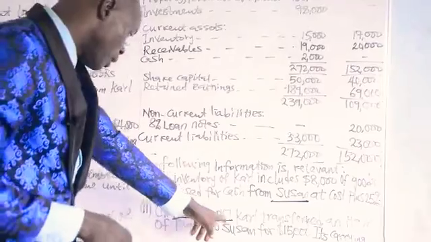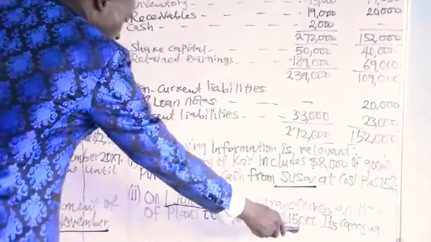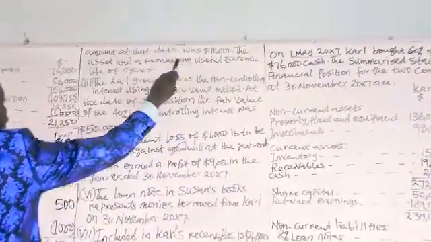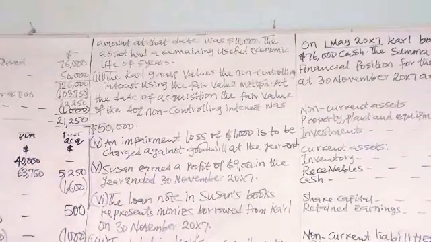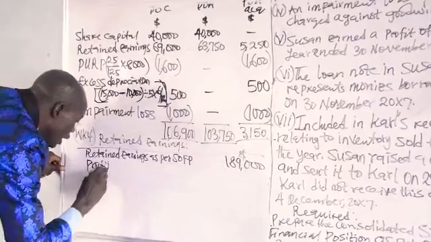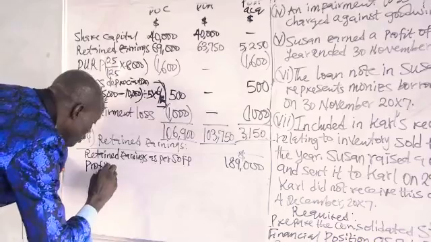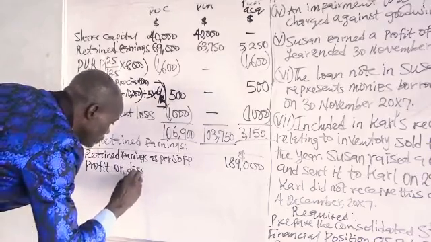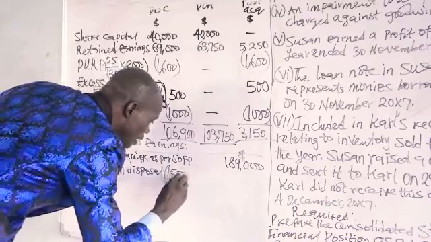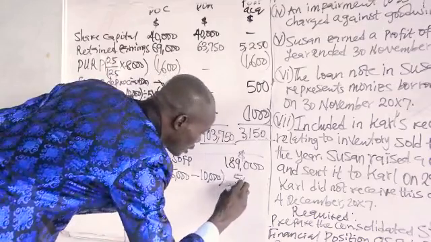Then the transfer of non-current asset, Car is the seller. That means the profit on disposal, the difference between the transfer price of 15,000 and the carrying amount of 10,000, should be deducted from the retained earnings of Car, since Car is the seller. That will give us 5,000.